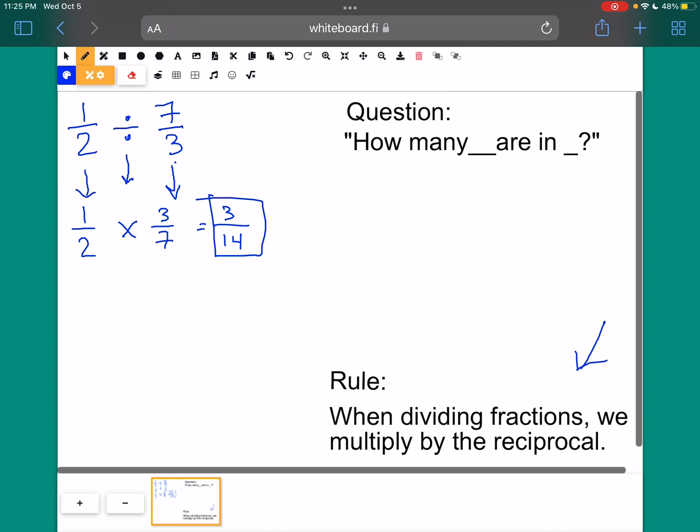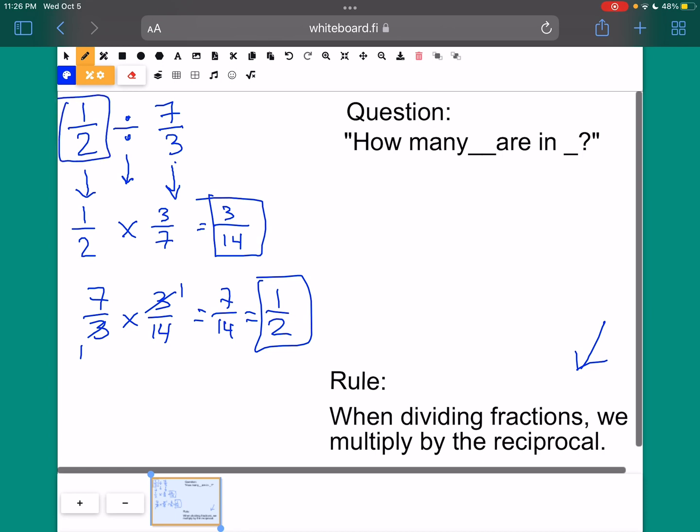All right, in order to check our work, we could come back and just multiply these pieces that we have. If we multiply them together, we should get 1/2. So let's try it. 7/3 times 3/14. We can simplify these. Oh, we can also simplify that. We get 7/14, which is 1/2. And that's what we started with.